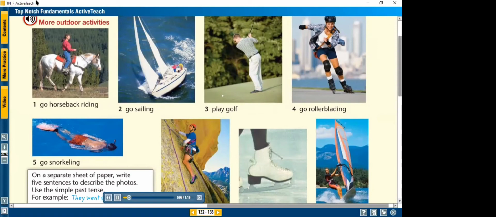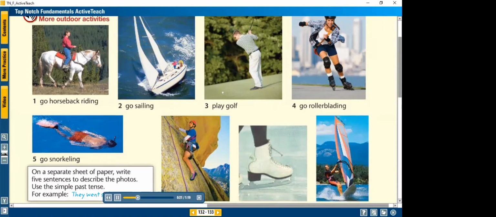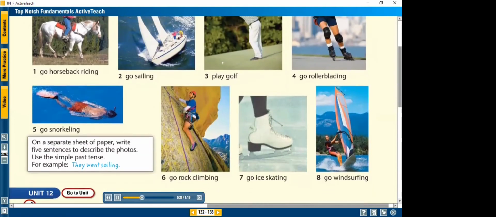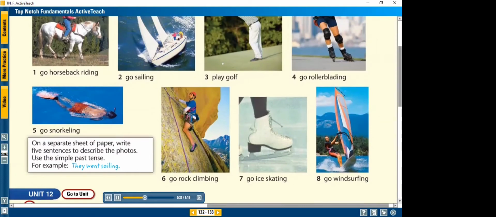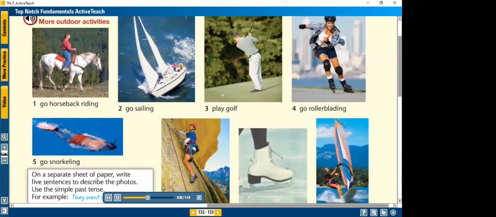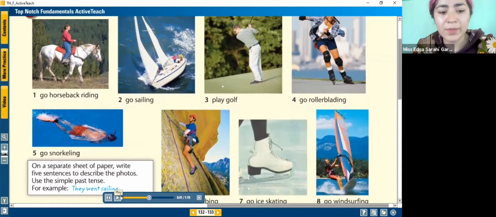Page 133. Vocabulary Booster. Unit 11. More outdoor activities. Read and listen. 1, Go horseback riding. 2, Go sailing. 3, Play golf. 4, Go rollerblading. 5, Go snorkeling. 6, Go rock climbing. 7, Go ice skating. 8, Go windsurfing. Perfect.